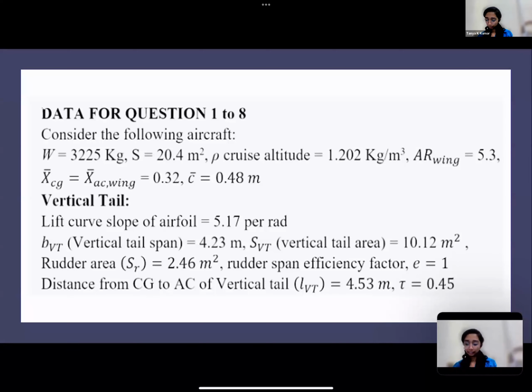Vertical tail details. The lift curve slope of the airfoil is 5.17 per radian. They've given you span of vertical tail. They've given you area, rudder area, rudder span efficiency factor. The rudder span efficiency factor and for the vertical tail will be the same. Distance from CG to AC of vertical tail, the moment arm of the vertical tail, LVT is given, and they've given you control surface effectiveness parameter.